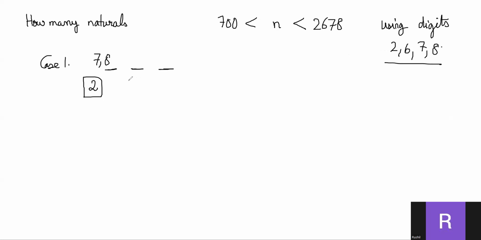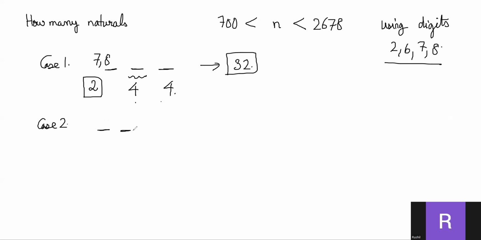The next digit can be filled in how many ways? Basically four ways. Four ways here also. So in 3-digit numbers, you have 4 into 4, 16, into 2, 32 numbers, right?